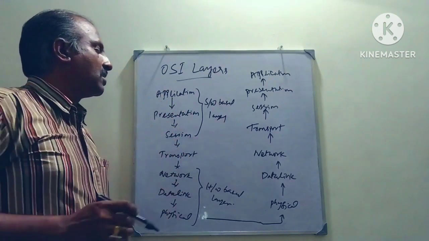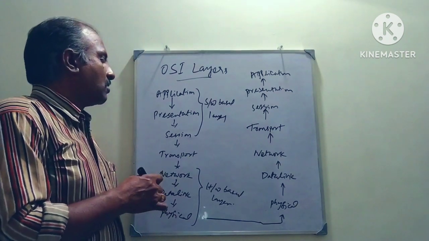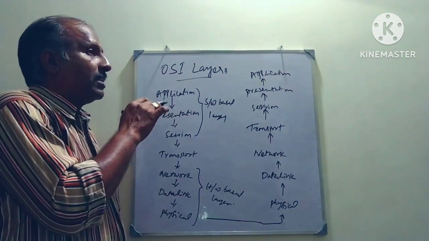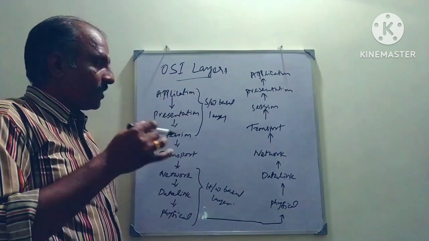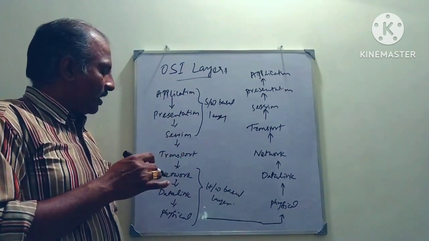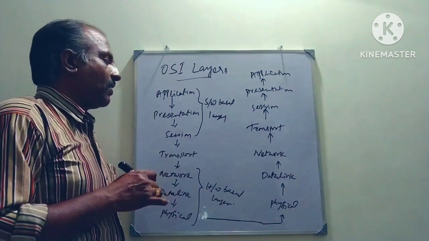The topmost layer is the application layer. The bottommost layer is the physical layer. The application layer is the 7th layer. The next layer is presentation. After that session, after that transport, after that network, after that data link and physical. So these are the 7 layers.